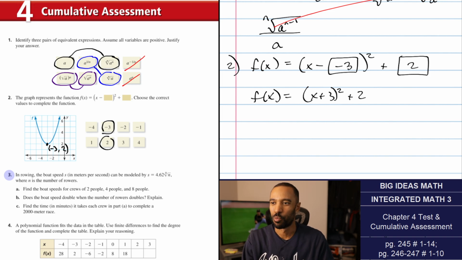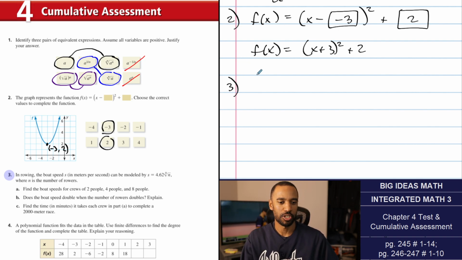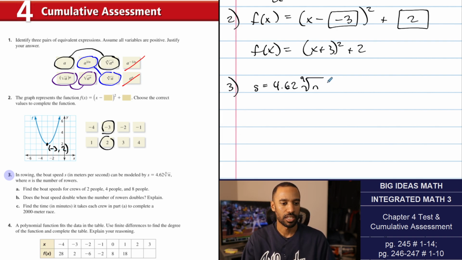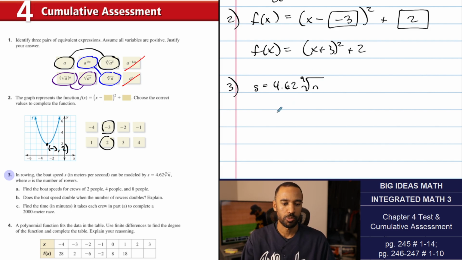Number 3, in rowing. I think it was the last chapter. In rowing, the boat speed s in meters per second can be modeled by s equals 4.62 times the 9th root of n, where n is the number of rowers. The more rowers you have, the faster you can go, but there's diminishing returns, it looks like. Find the boat speed, part A. Find the boat speed for crews of 2 people, 4 people, and 8 people.